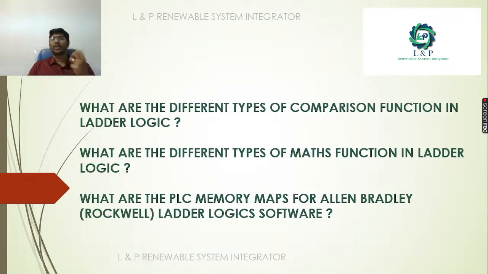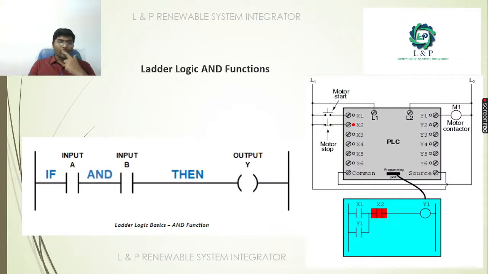For the comparison functions also we have different varieties. We are going to know the basic varieties inside this ladder logic, and also even math functions we can implement in the ladder logic. And also basically how the PLC memory maps are there in Allen Bradley, that is Rockwell software. As we told earlier, in the AND function, by seeing this concept you can easily understand that if both the input 1 and 2 are on, then only the output will be on.